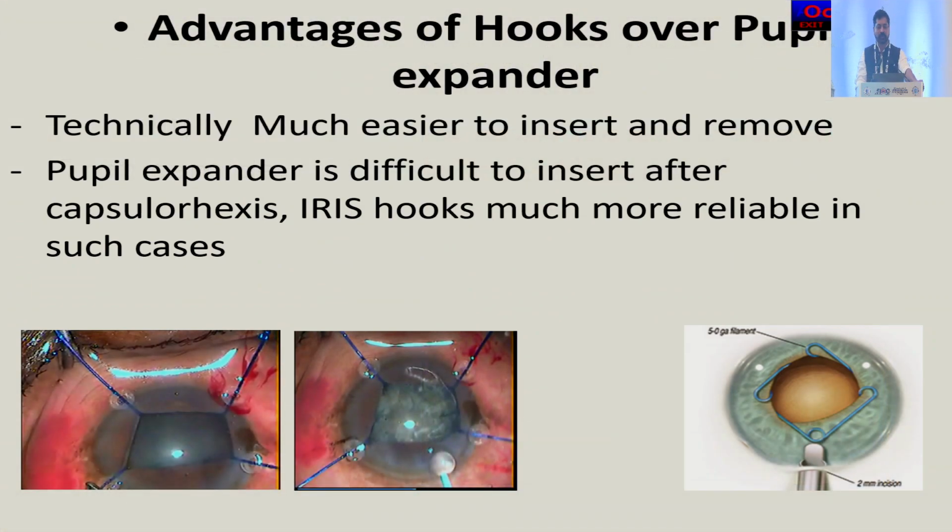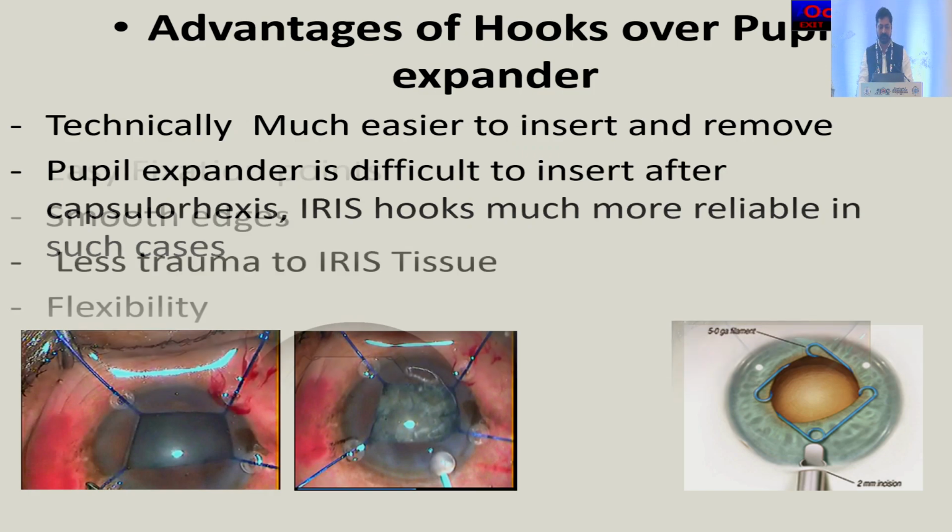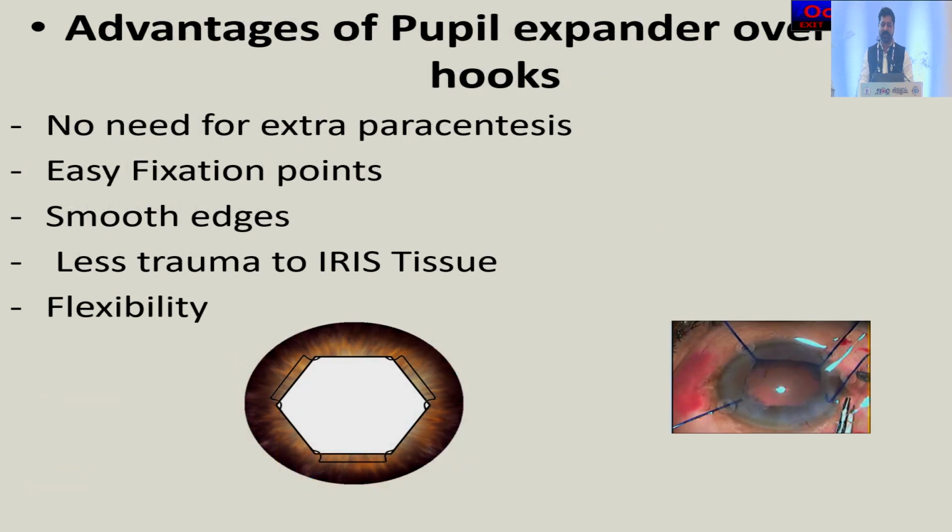Advantage of hooks over the pupil expander: technically much easier to insert and remove. Pupil expander is difficult to insert after capsulorhexis. The iris hooks are much more reliable in such cases. Advantage of pupil expander over iris hook is no need for extra paracentesis, easy fixation points, smooth edges, less trauma to iris tissue, and flexibility.